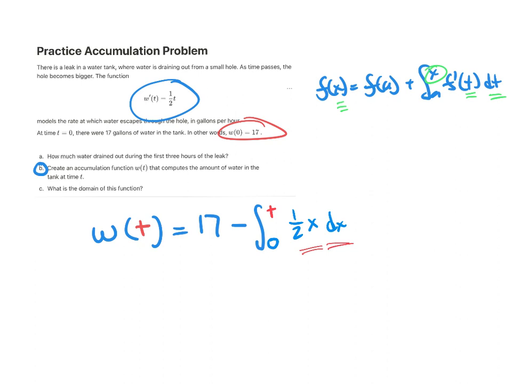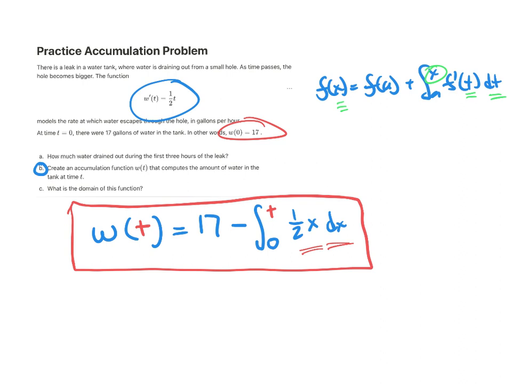This, however, is that accumulation function that they asked us to create in letter B. We made a function that calculates the amount of water in the tank at time t. The water starts at 17, and then we're subtracting the amount of water that we accumulate over the course of time. For example, for W of 3, we do 17 minus 2.25, which is something like 14.75, right? We would subtract off the water that left.